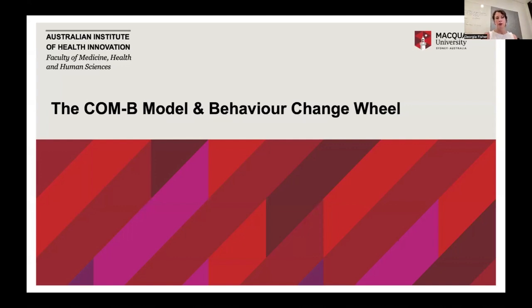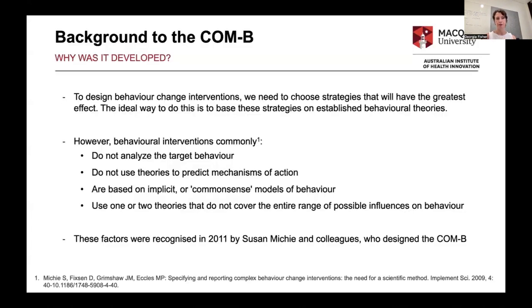Now, as I mentioned before, the Theoretical Domains Framework doesn't look at the relationships between elements, but the nice thing about it is that it has been mapped to a thing called the COM-B model and the Behaviour Change Wheel. And these things do give a little bit more of an idea on how exactly people's behaviour is being influenced by combining different determinants of behaviour.